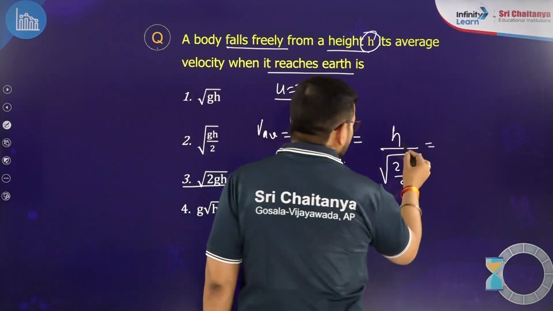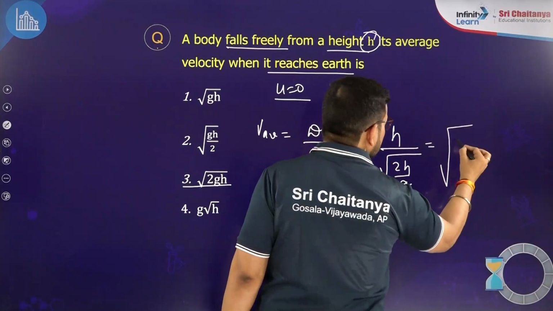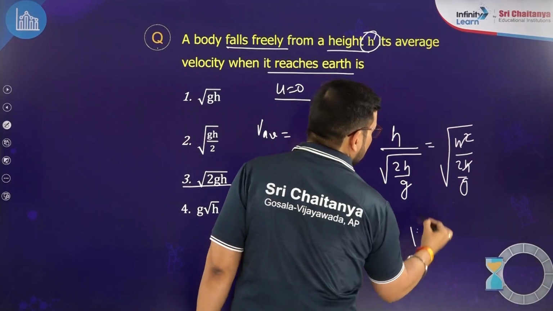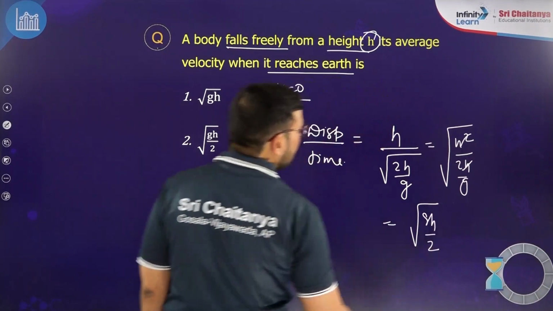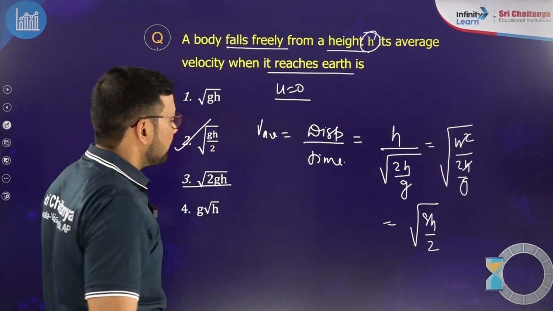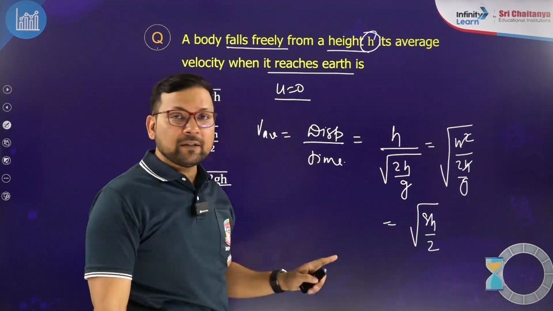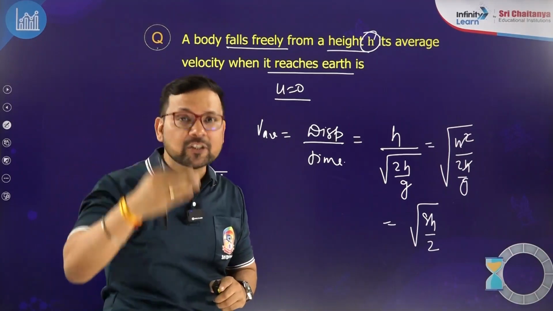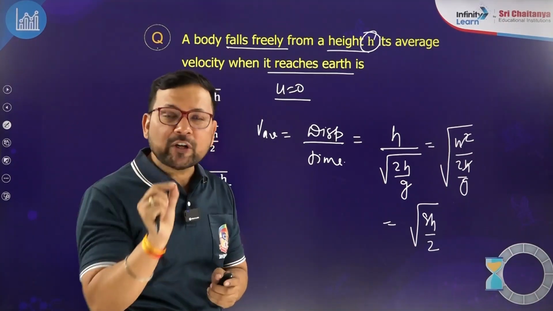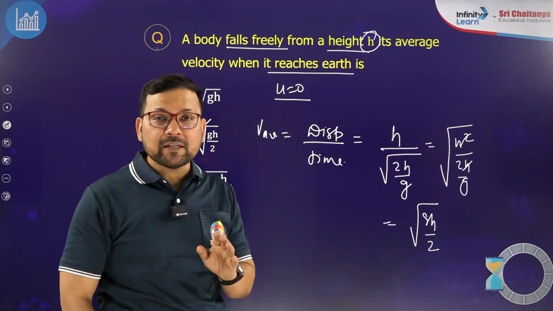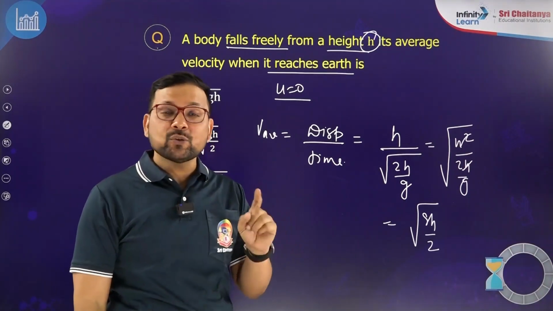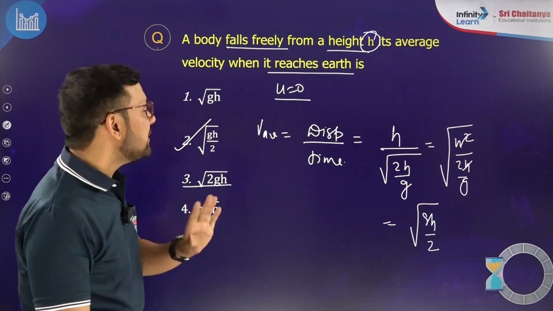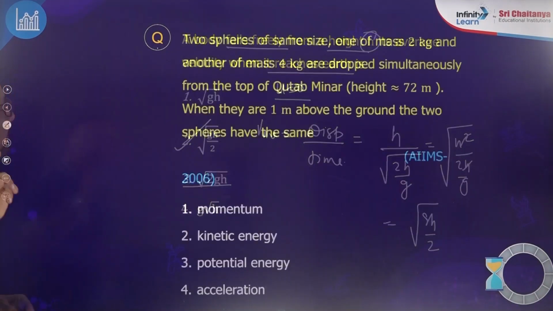When I am solving it, what is it becoming? That is under root h square by 2h by g. It is cancelled. This is under root gh by 2, and root gh by 2 is the second option. That question is very clearly telling you that motion under gravity, velocity is not uniform, acceleration is uniform. And velocity at every point will be different. So be very precise. If they are asking average velocity, use displacement by time. Don't use formula for instantaneous velocity. That can be a negative marking. Hope you got that concept. Moving to the next one.